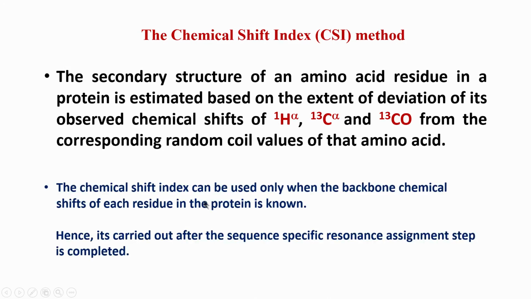This chemical shift index is typically only used for backbone chemical shifts, although C beta, which is a side chain carbon, is also many times used, but primarily these 3 are popularly used. As it is written here, we need to know the chemical shift value of these for every amino acid in our protein. Therefore, we need to do this only after sequence specific assignment is completed.